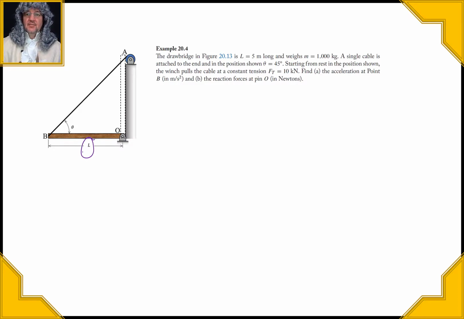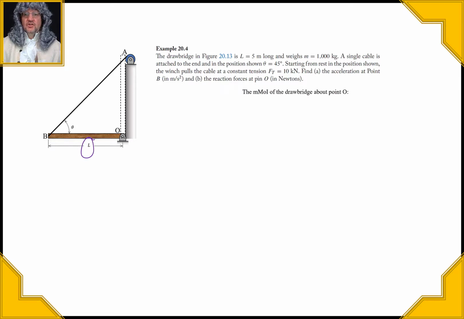And a single cable is used to attach to the end right there. And at the moment shown, it's 45 degrees. Starting from rest in the position shown, the winch pulls the cable at a constant tension of 10 kilonewtons. We want to find the acceleration at point B, and we also want to find the reaction forces at pin O.